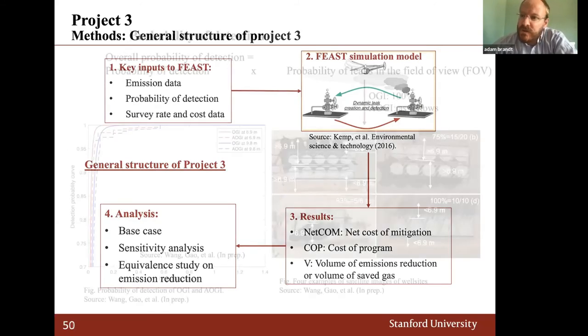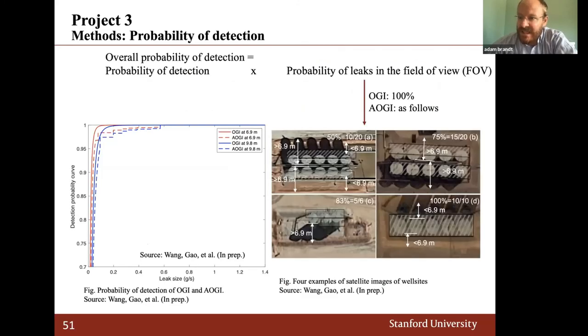In addition to the probability of detection, which was in FEAST already, we had to do a probability of visibility. So if we're in a truck, we looked at a bunch of well sites, I think in the Bakken and Eagle Ford region, and we said, given the driving distances and these safety berms that are around tanks, for example, or other pieces of equipment, how close could we get? And then given how close we could get, we applied the proper detection probability chart for that distance, right? And over a certain distance, we said it's not going to be able to see anything.